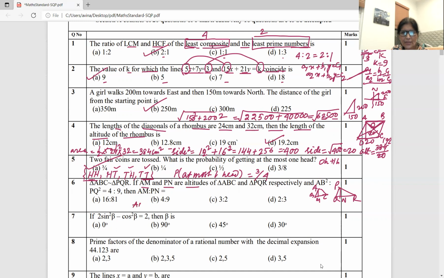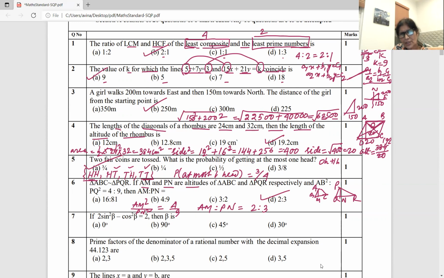AM square by PN square is equal to 4:9, because the sides are proportional to the altitude also. So what will be AM is to PN? It will be square root of 4, which is 2, to square root of 9, which is 3. It will be 2:3. Where is the answer? D is the answer.